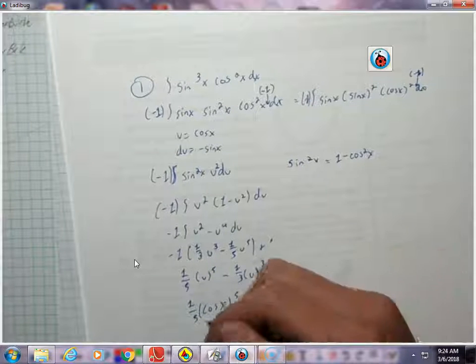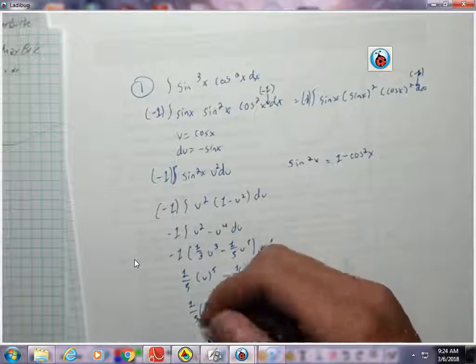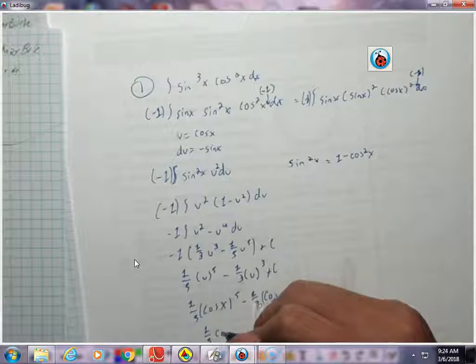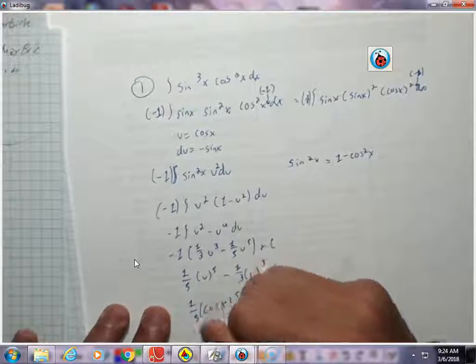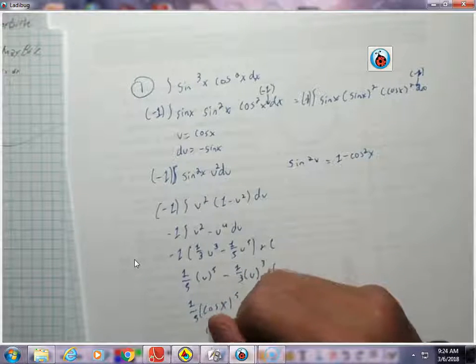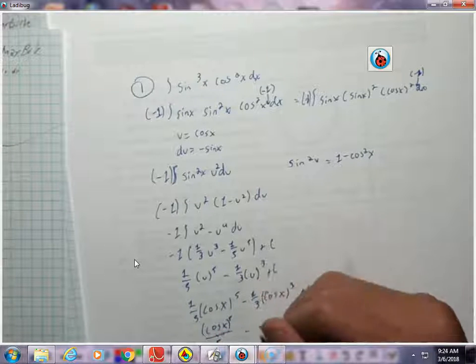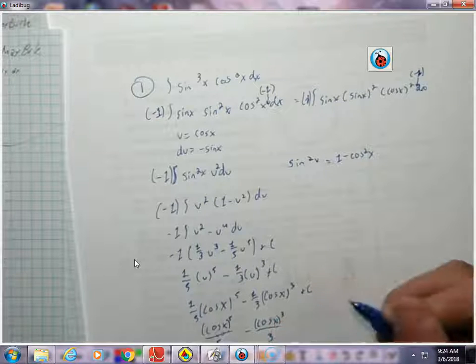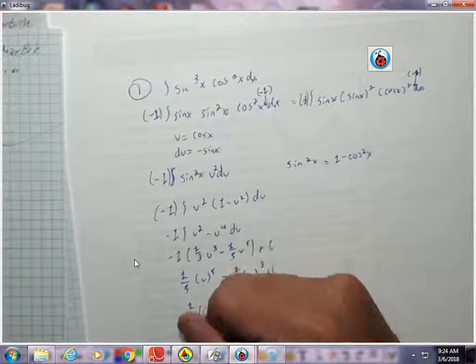plus c. And in the book, the answer is written as cosine x to the fifth, all over 5, minus cosine x to the third, all over 3, plus c. And it was written with a c in front of this, but does it matter? Okay. I like your answer.